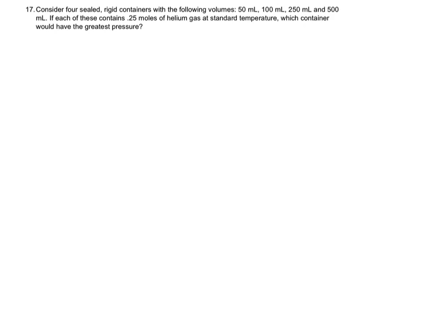All right, number 17. Consider 4 sealed rigid containers with the following volumes: 50 milliliters, 100 milliliters, 250 milliliters, and 500 milliliters. If each of these contains 0.25 moles of helium gas at standard temperature, which container would have the greatest pressure?